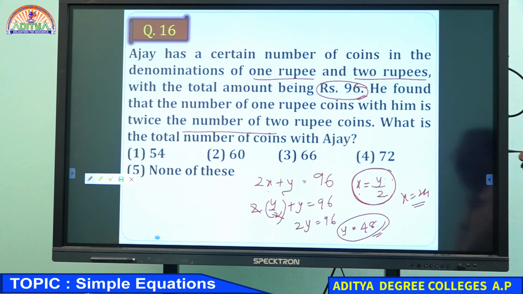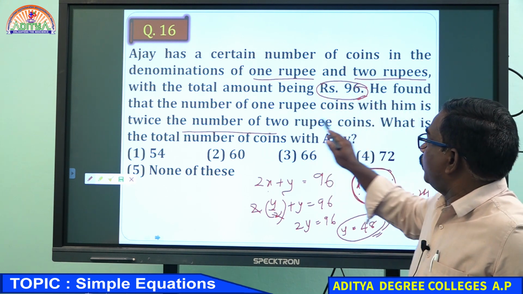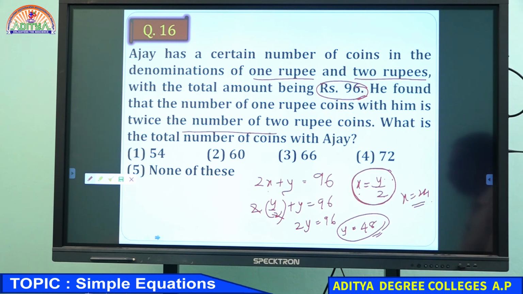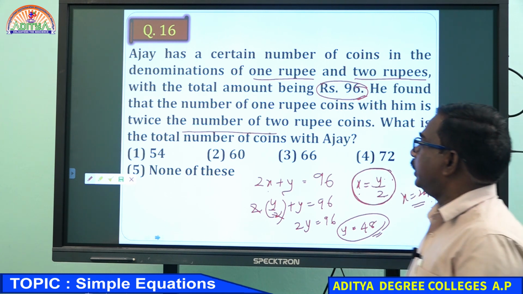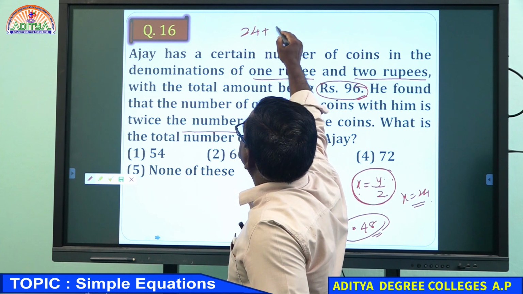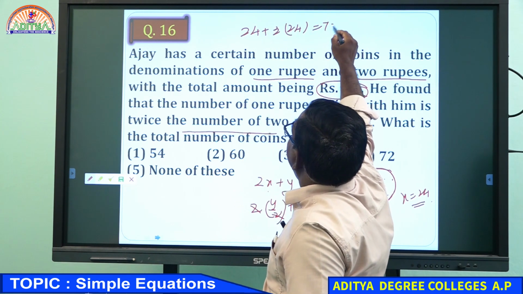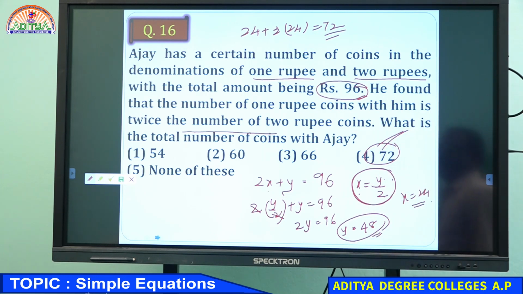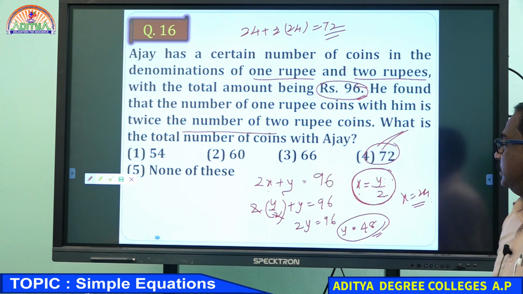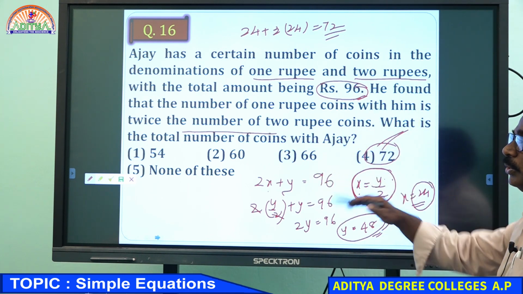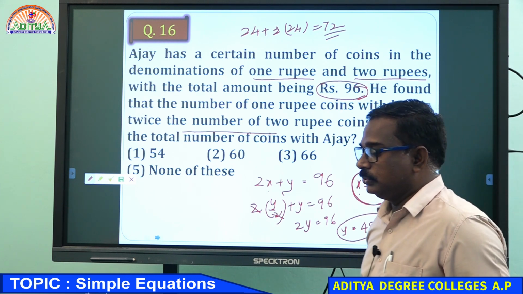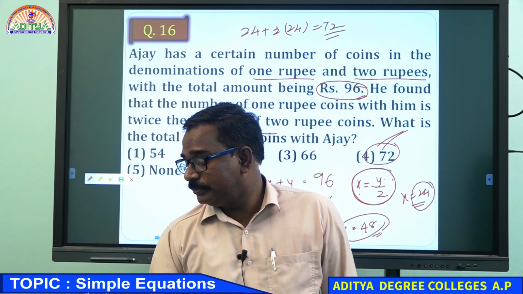Now the condition says the number of 1 rupee coins with him is twice the number of 2 rupee coins. Is 24 and 48 twice only, no? Right? Then how much will we get? 24 into 2 into 24, that is 72. 72 coins are there. According to the condition, 1 rupee coins are 24, then 2 rupee coins are twice, 2 into 24. Total 72. Right?